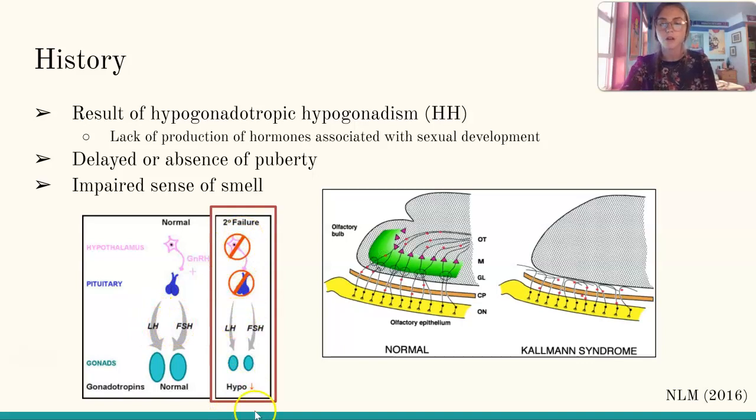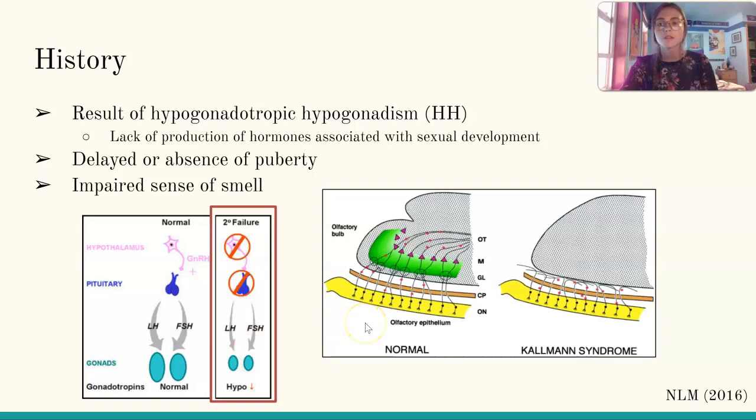This would be an example of hypogonadotropic hypogonadism, because GnRH is not being produced and therefore it's not going to the pituitary gland properly, and it's not stimulating luteinizing hormone, LH, or follicle stimulating hormone, FSH, and therefore there's an underdevelopment in the gonads. And so that's why we see delayed or absence of puberty with those with Kallmann syndrome.